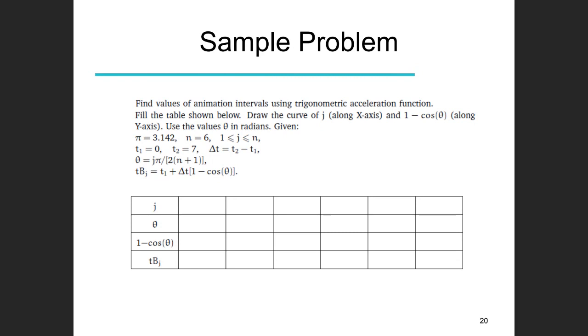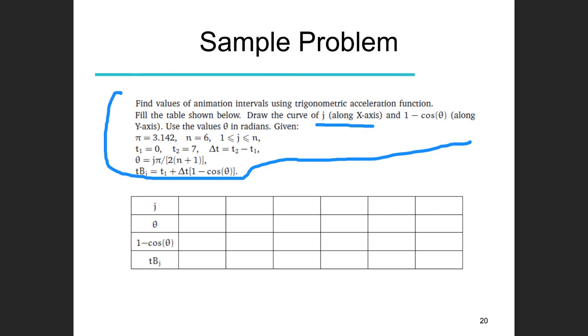And the equation to calculate the time for the jth in-between is given: tbj equals t1 plus delta t times (1 minus cosine theta). So after all of these parameters and equations are given, you have to fill out this table and plot the curve in which j will be along the x-axis and 1 minus cosine theta will be along the y-axis. For example, you know that j is from 1 to n, and since n is equal to 6, this one is very simple. You are going to write here 1, then 2, then 3, then 4, then 5, then 6.